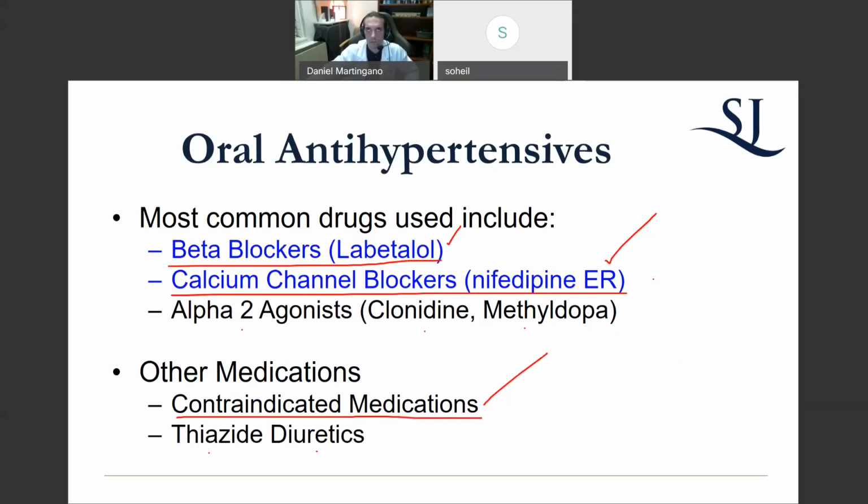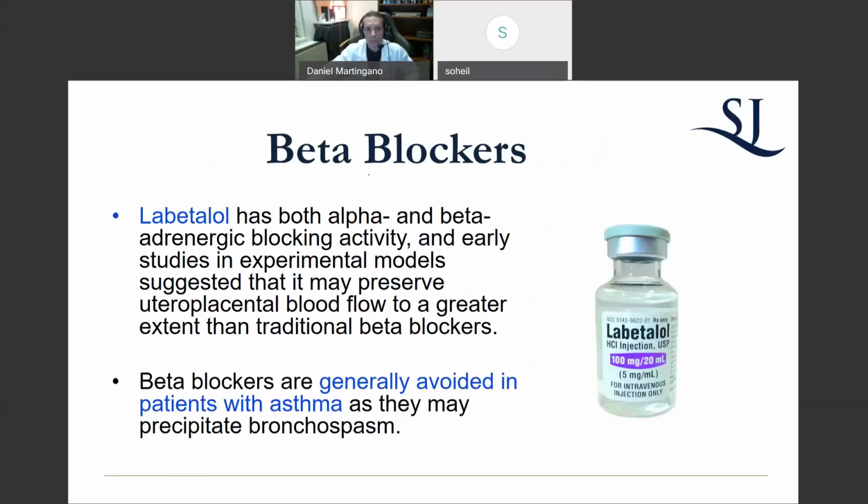Pharmacology is always a wonderful thing that you are tested on because it's practical, it has a mechanism, and it's just easy to test. So it's something to keep in mind. And also, from a practical standpoint, you'll see that this is what we give our patients, and you'll know why. So labetalol is our beta blocker of choice in pregnancy. It has both alpha and beta adrenergic blocking activity. It's popular because in the first studies in experimental models, it was suggested that it may preserve uteroplacental blood flow to a greater extent than other beta blockers. But generally, it's because this has been tested and used in pregnancy. It has a confidence that we know it's reasonably safe. So this is what we're going to continue to use.